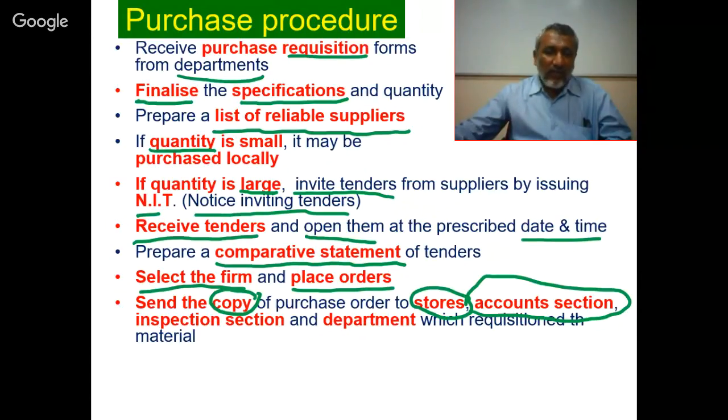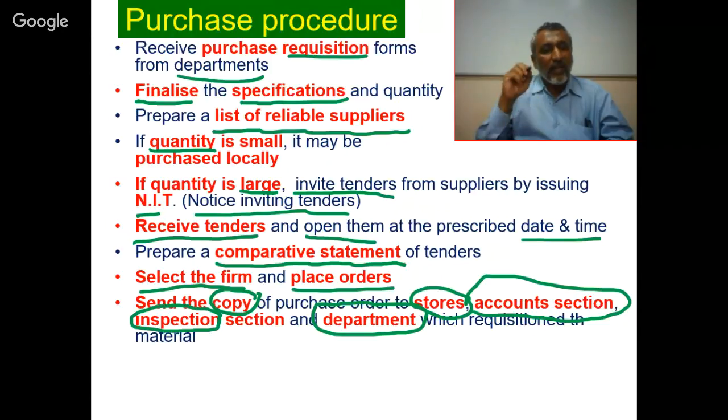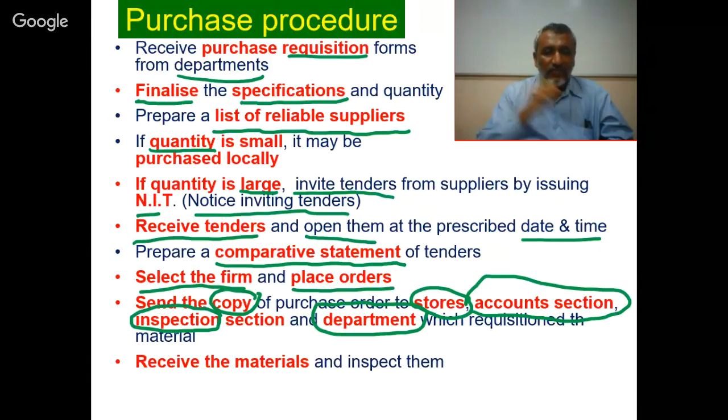A copy of the purchase order is to be given to the inspection section also, because the materials are to be inspected once they are received from the supplier. And in addition, the department which has given the requisition is also intimated about the placement of the purchase order as per the requirement. That means everybody is to be kept informed when the purchase orders are issued.